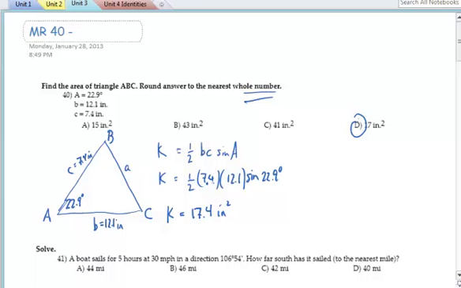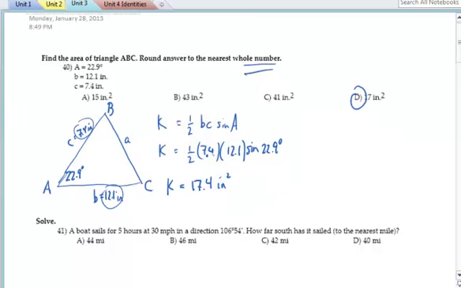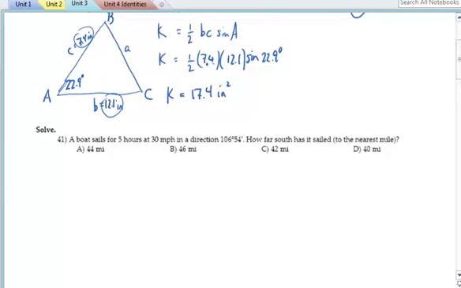Remember, if this was a square and the angle was 90, the highest the value could be would be 7.4 times 12.1. So just to give you an idea, the answer shouldn't really be beyond 84 square inches, just as a point of interest.